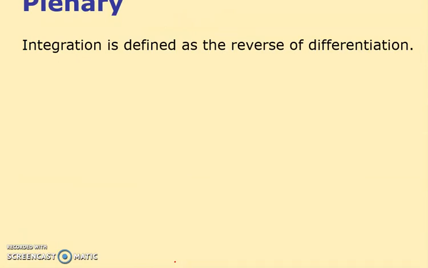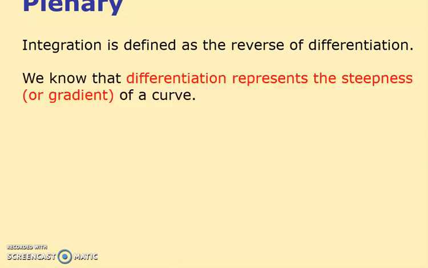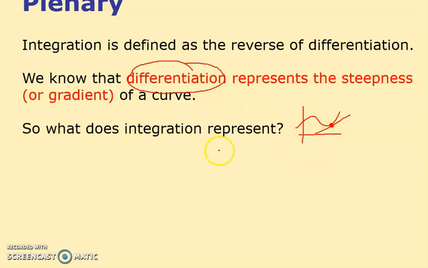A little thing just to think about at the end. Integration is defined as the reverse of differentiation, I've said. That's the way I've defined it to be. We know that differentiation, though, represents the steepness or gradient of a curve. So if I've got a curve, it might be, say, at that point there, I want to know how steep the graph is. And to do that, I effectively find the tangent at this point, and to do that, I use differentiation. Differentiation represents the gradient.